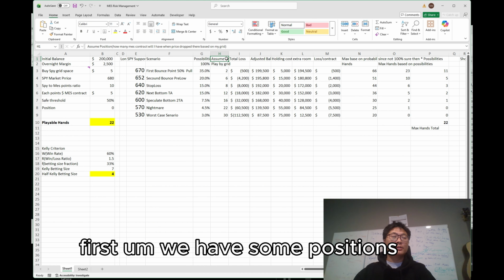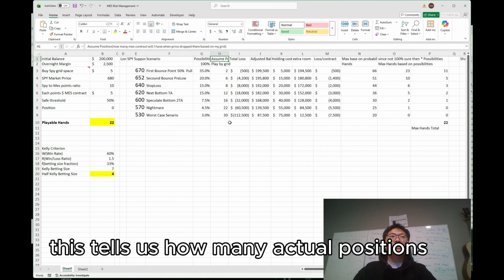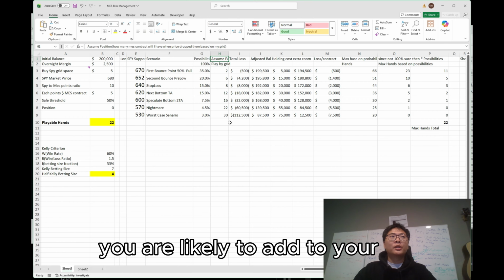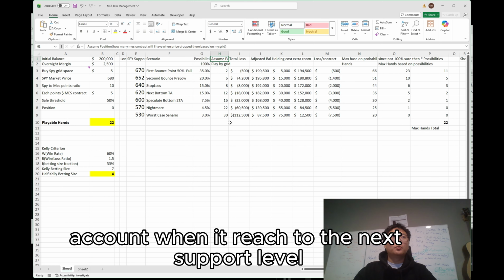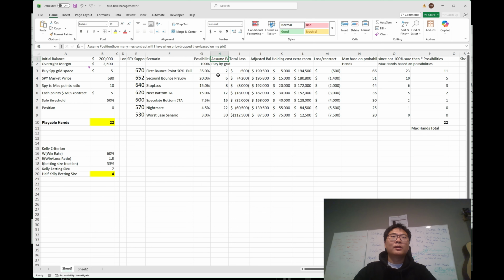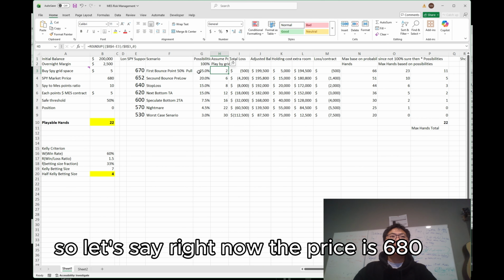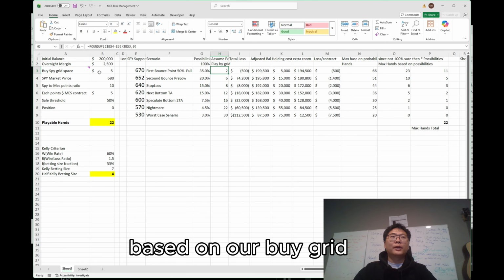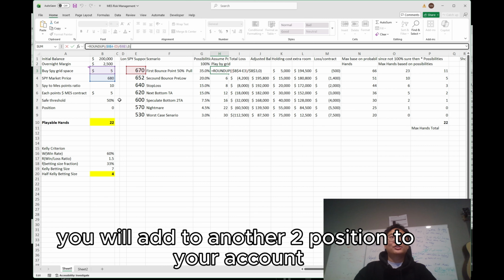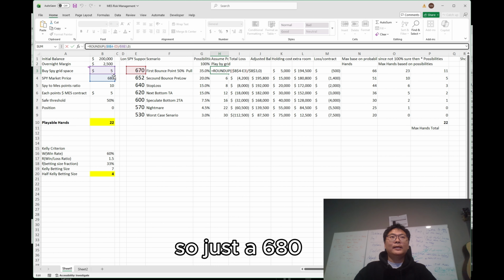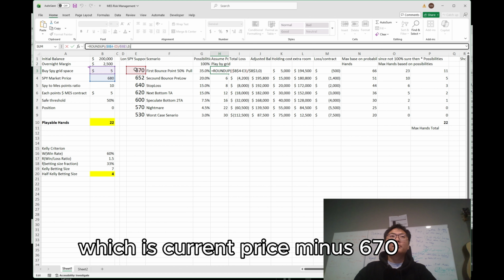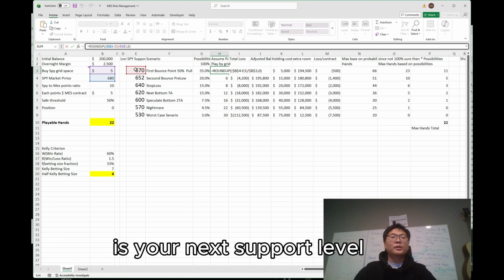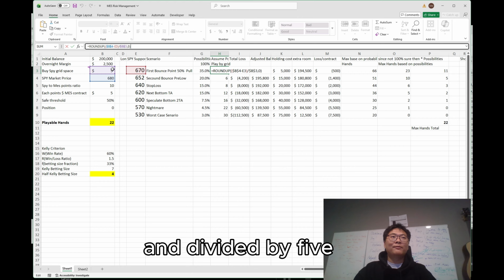First, we have positions. This tells us how many actual positions you are likely to add to your account when the price reaches the next support level. So let's say right now the price is 680. When the price drops to 670, based on our buy grade, you will add another 2 positions to your account. So it's 680, which is the current price, minus 670, your next support level, divided by 5.